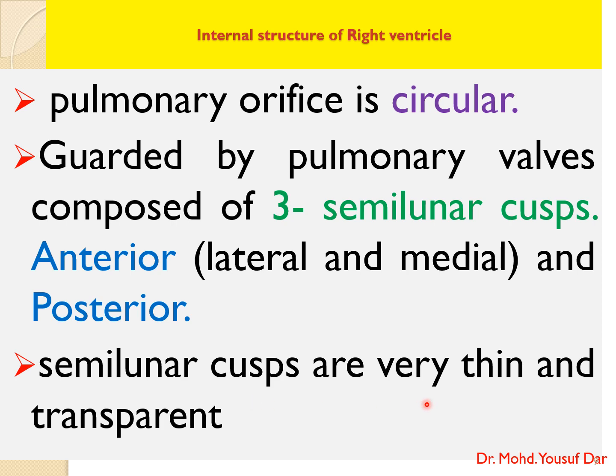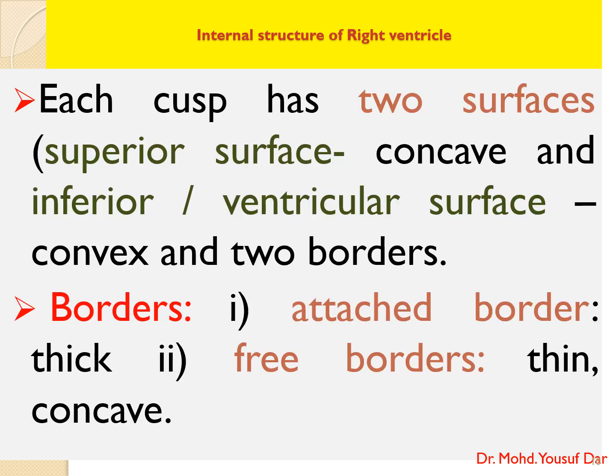These semilunar cusps are very thin and transparent. Each cusp has two surfaces. One is known as the superior surface, which is concave, and the other is known as the inferior or ventricular surface, which is convex. Each cusp presents two borders, one known as the attached border and the other known as the free border. The attached border is thick, while the free border is thin and concave.